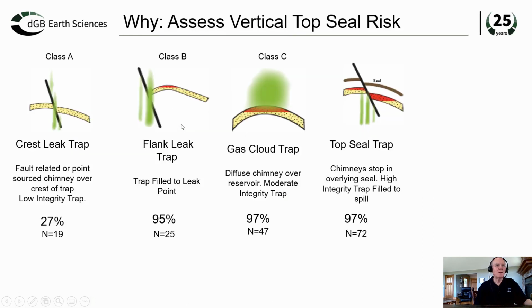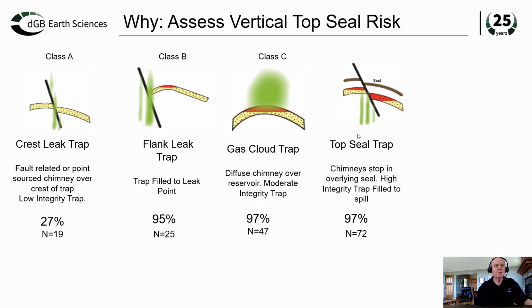Based on our experience, we have modified the Statoil model. While the Statoil model focused on chimneys above the reservoir because they were focused on the North Sea, where a lot of times the source rock is embedded or above the reservoir, we also looked at chimneys below the reservoir. Thus, we add a fourth class, what we call a top seal trap, to this classification.